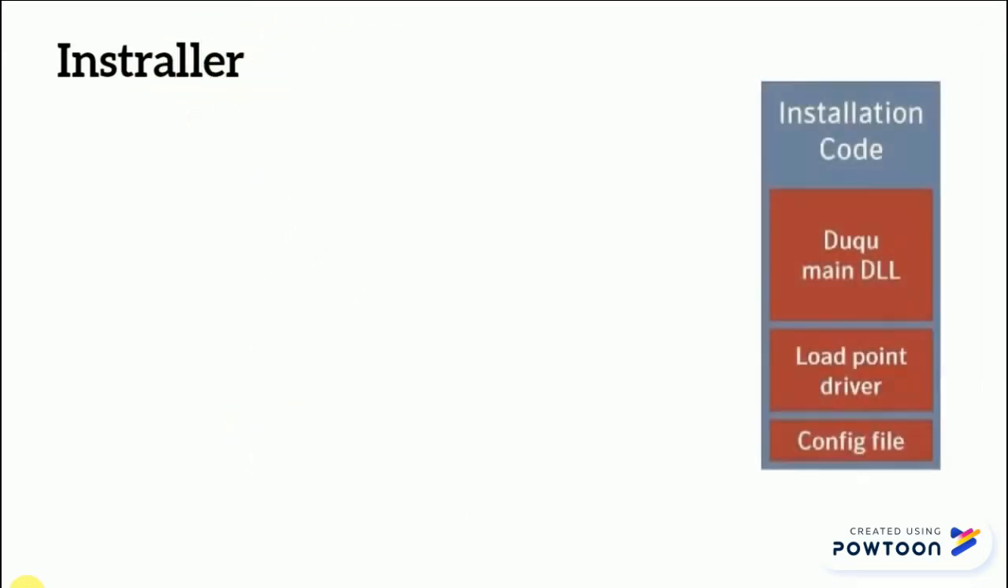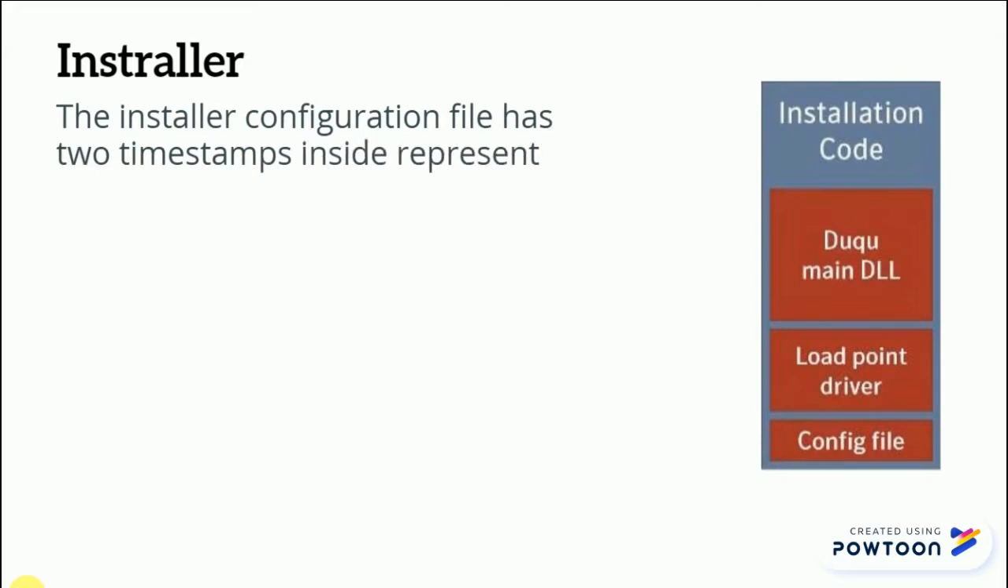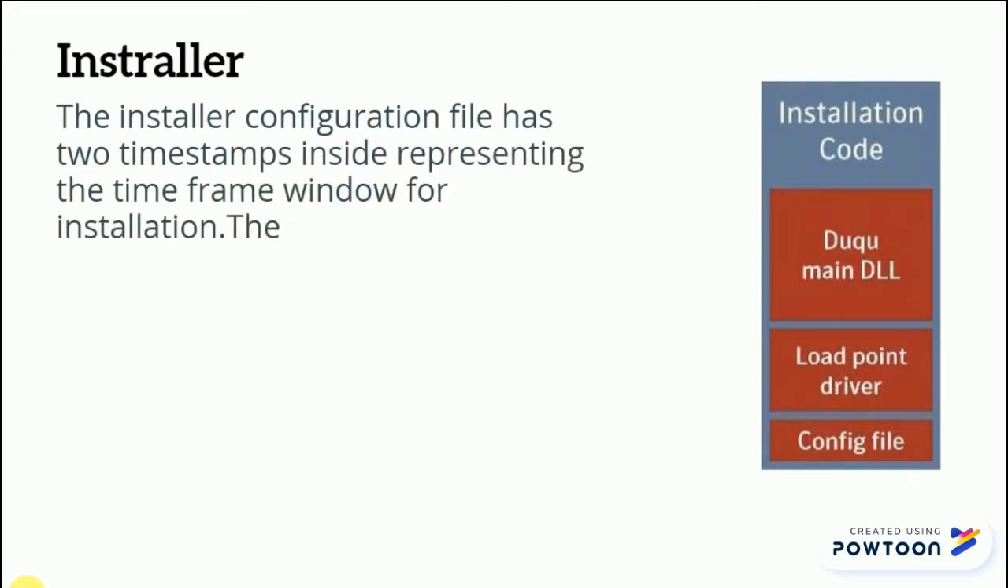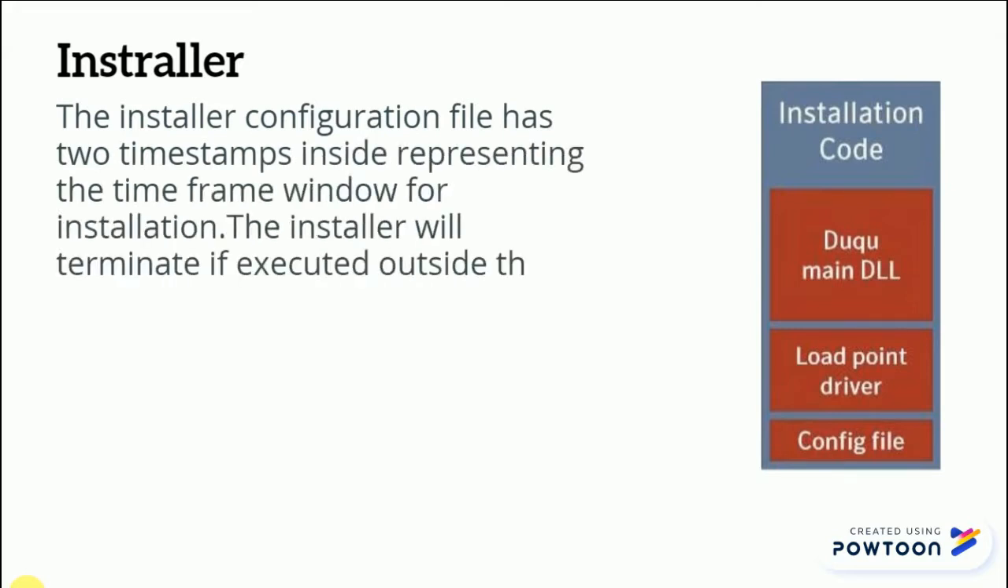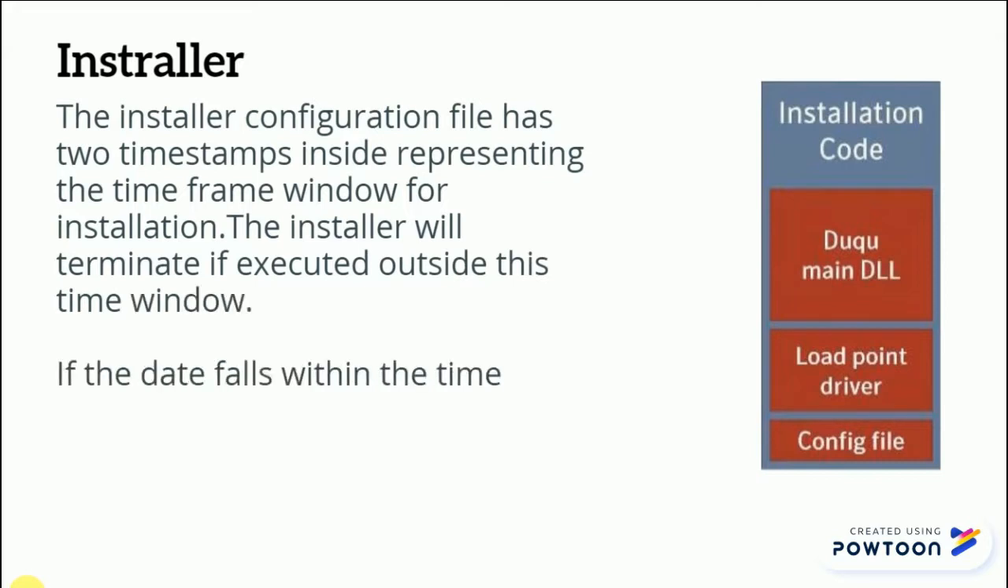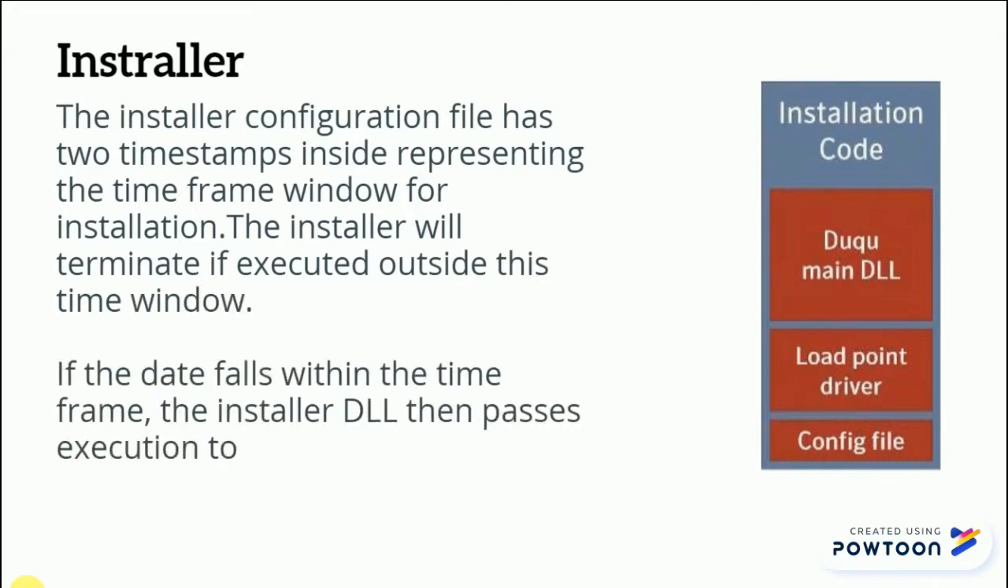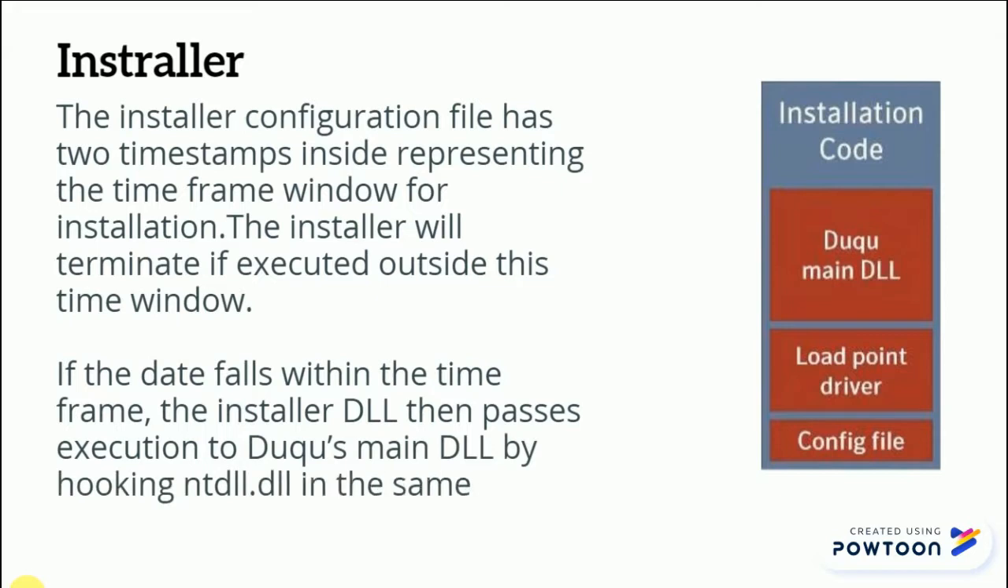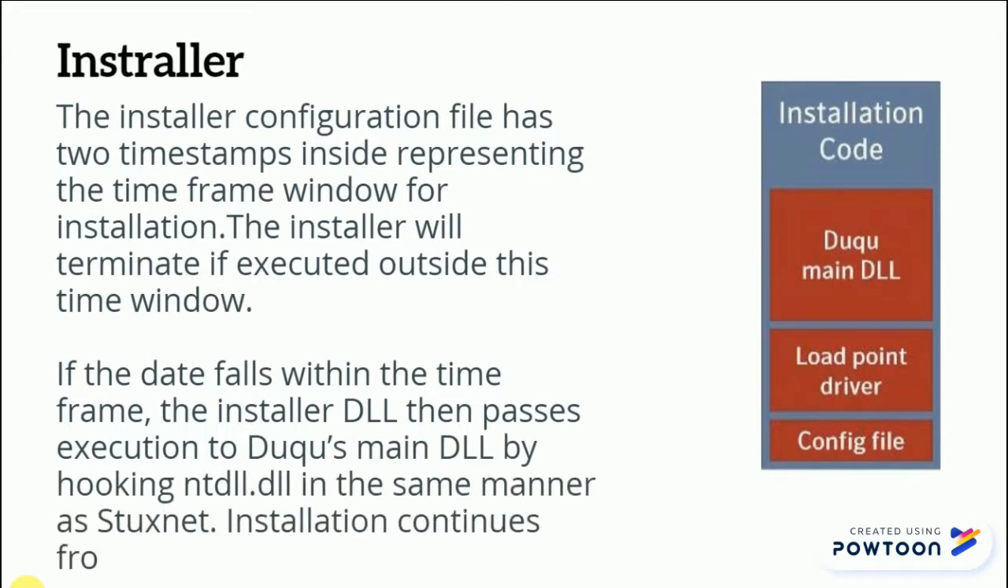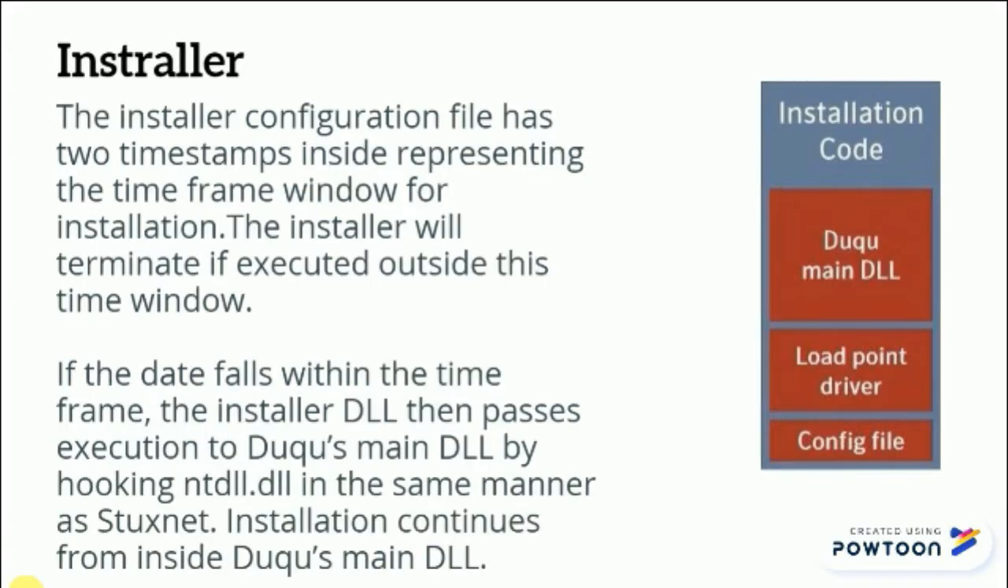Let's talk about the installer. The installer configuration file has 2 timestamps inside representing the time frame window for installation. The installer will terminate if executed outside this time window. If the date falls within the time frame, the installer DLL then passes execution to Duqu's main DLL by hooking the anti-DLL file in the same manner as Stuxnet. Installation continues from inside Duqu's main DLL.